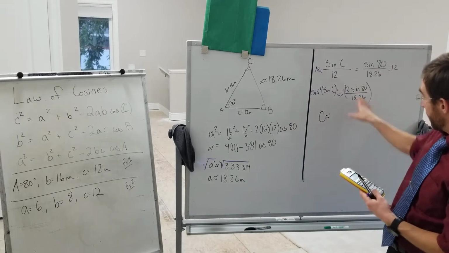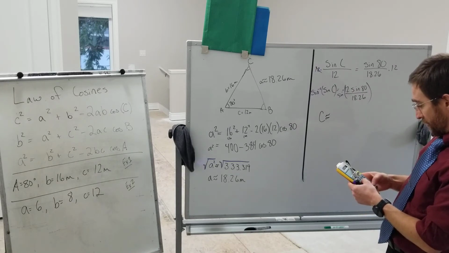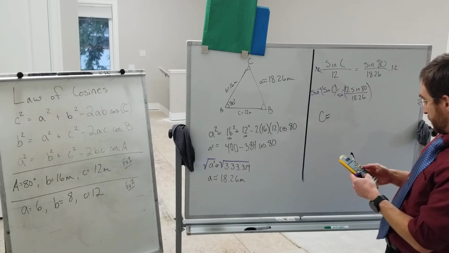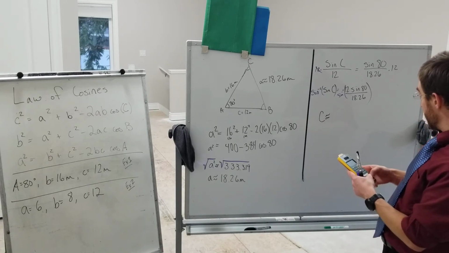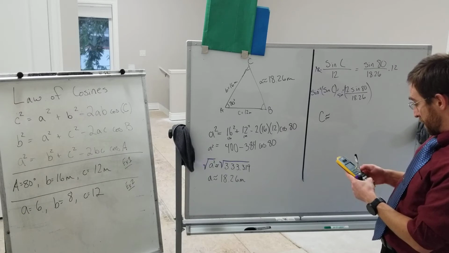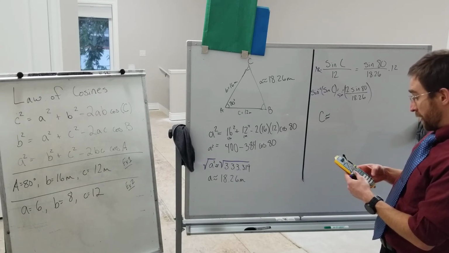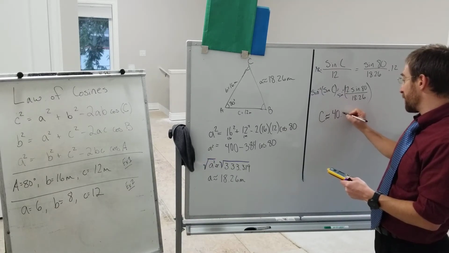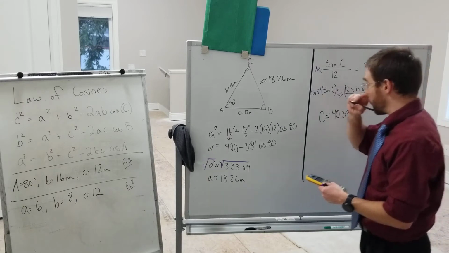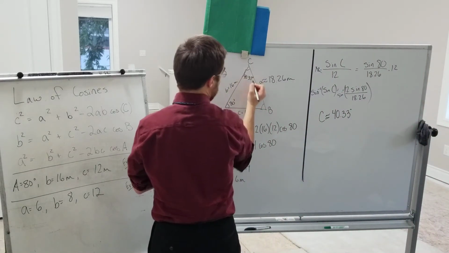And I'm just going to plug this into my calculator here. So, sine inverse of 12 sine, oh, hit the wrong button. Sine inverse of 12 sine 80 divided by 18.26. We get 40.33 degrees. So C is about 40.33 degrees.